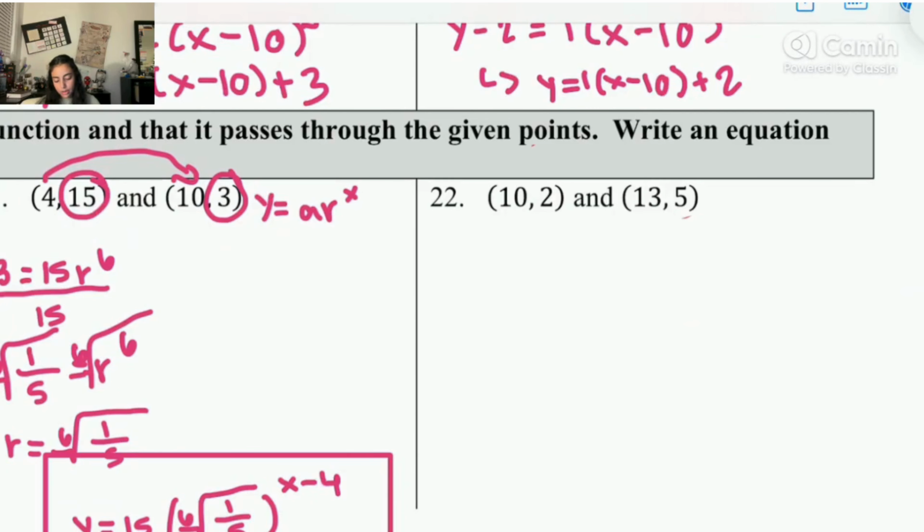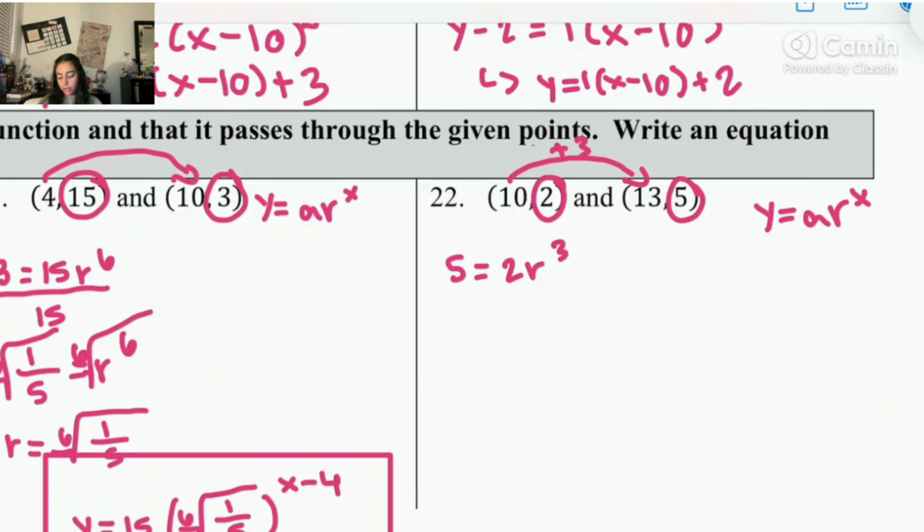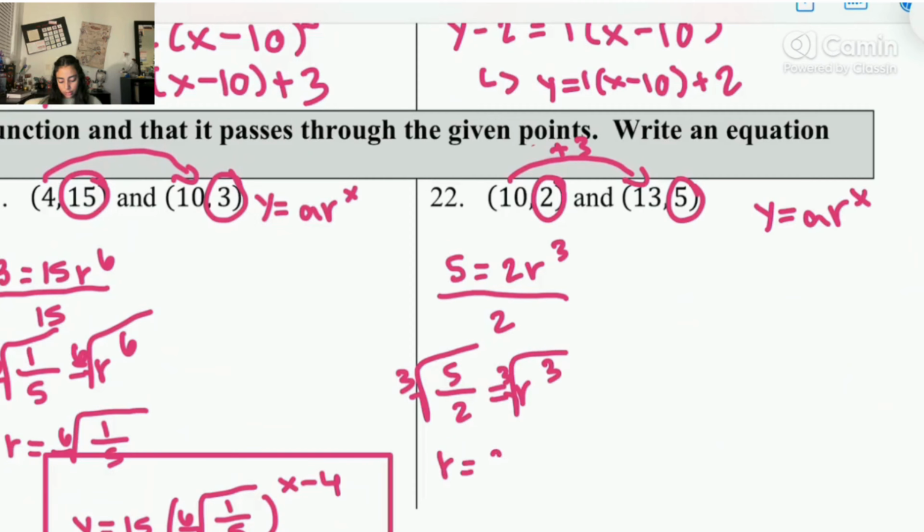Okay, now for the last one, we can see, let's say our initial was 2 and our final y was 5. So remember our formula, y equals a r to the power of x. So 5 equals our initial, which here is 2, times our ratio, which we don't know yet, to the power of, let's see, here we can see our x is increasing by 3, so 2r cubed. So now to solve for our ratio, we can divide by 2 on both sides, so 5 over 2 equals r cubed. Then we can take the cube root of each side, so r equals the cube root of 5/2.